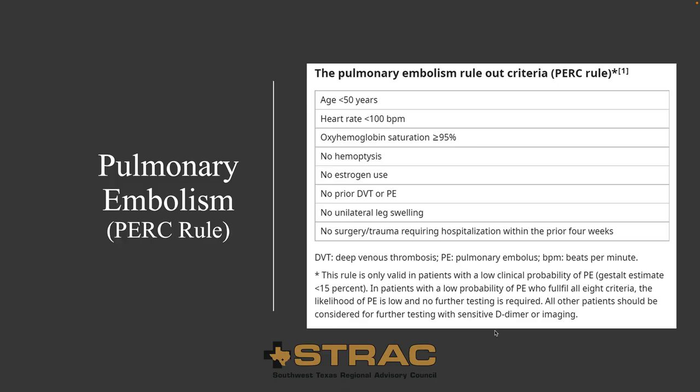So age, heart rate, oxygen saturation, I think all those kind of make sense. The no hemoptysis, because that's associated with it. No estrogen use, that's a really big one. Estrogen has an increased risk of coagulability and hypercoagulability, so that's something that is on this criteria. And if you're not aware of who's using estrogen mostly, it's in birth control pills. So you've got to ask about birth control pills. There are some progesterone-only pills, but if they're on birth control pills, I usually just assume that it has estrogen in it until I find out otherwise.